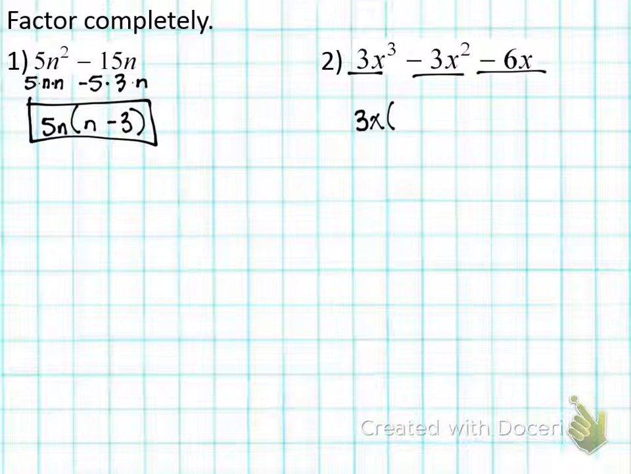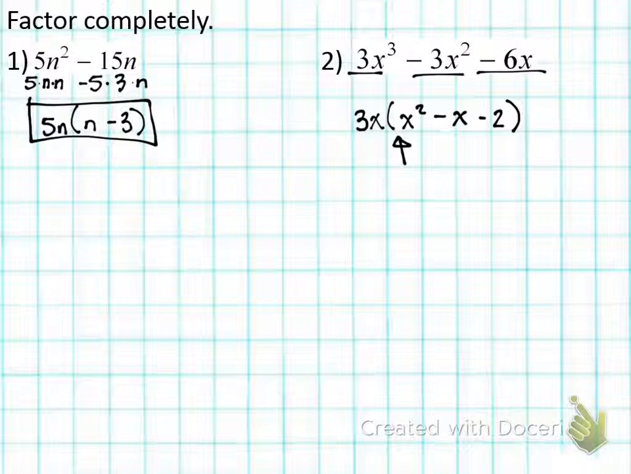Then I ask myself, 3x times what is 3x cubed? X squared. 3x times what is negative 3x squared? Negative x. 3x times what is negative 6? Negative 2. Now I have the GCF factored out, and I have a trinomial here. Since I have a trinomial here, I need to try to do an Xbox.